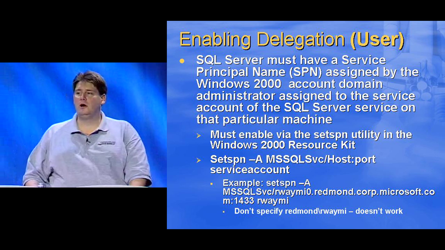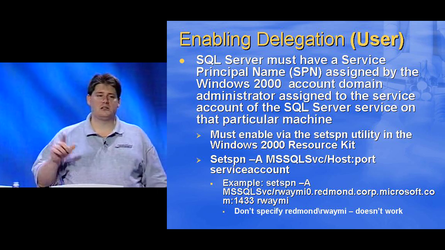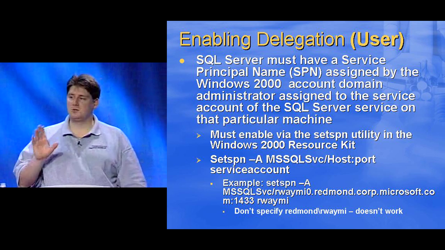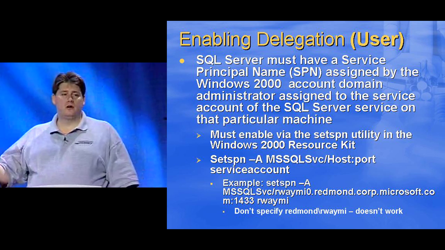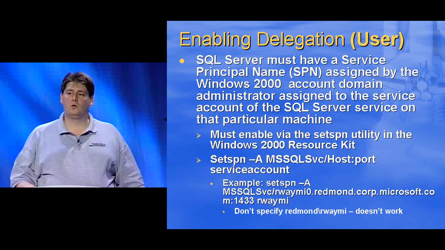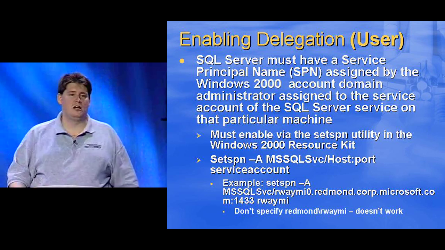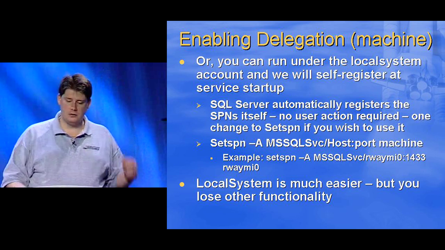So there can only be one Waymire anywhere. And in fact, if I tried to say Redmond/Waymire, the set SPN will fail. So I just have to provide Waymire, just the name of the service. And then clients can use Kerberos to connect to you. If you haven't done this, it just won't work, and you'll start getting weird errors about NT authority/anonymous could not log in successfully. That's your clue that delegation isn't working correctly.